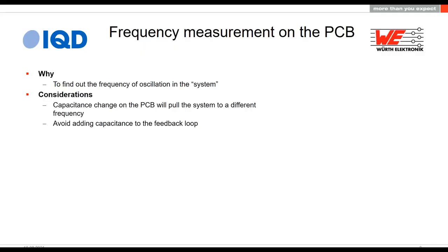Yeah. Some considerations you need to think about if you're going to do this type of measurement. If you put any kind of capacitance into that feedback loop of the crystal, that capacitance will pull the frequency to a different frequency. So you will not be looking at what it was before, yeah? So you need to avoid adding capacitance to the feedback loop. In an ideal situation, what you want to do is find an alternative point on the PCB where you can measure the frequency, where it's a buffered output, yeah?